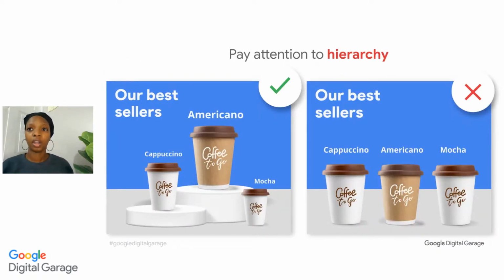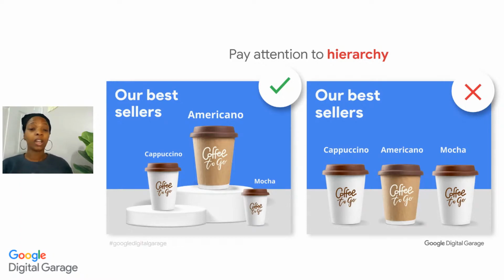Next is looking at hierarchy. Hierarchy and changing sizes of elements can change the meaning. If something is large, that means it's something that you want people to pay attention to. If something is small, it's useful to know, but maybe not key. So if you look at the second image on the right-hand side, let me know in the chat, which would you think is the most popular coffee based on this picture? Would it be the cappuccino, the Americano, or the mocha?